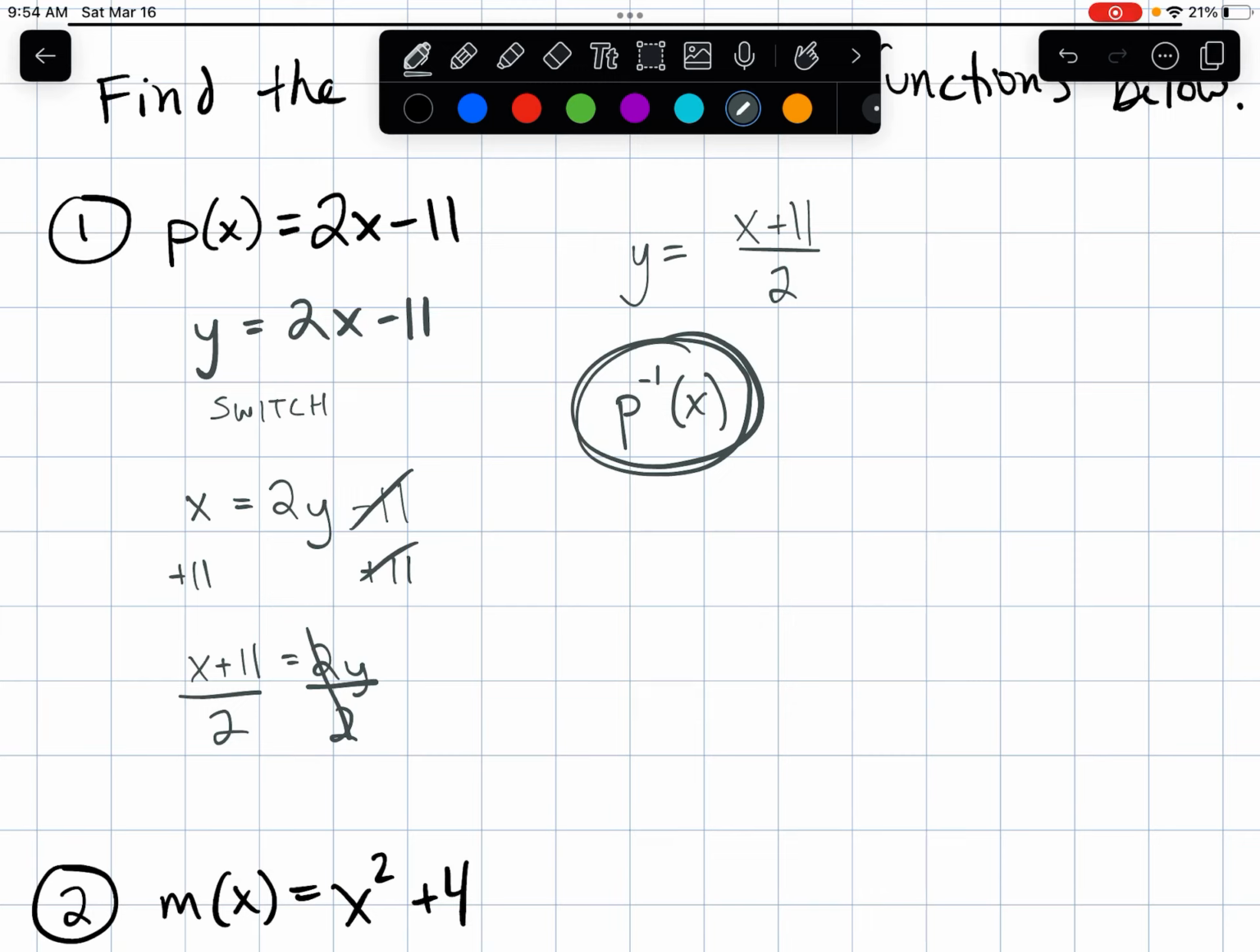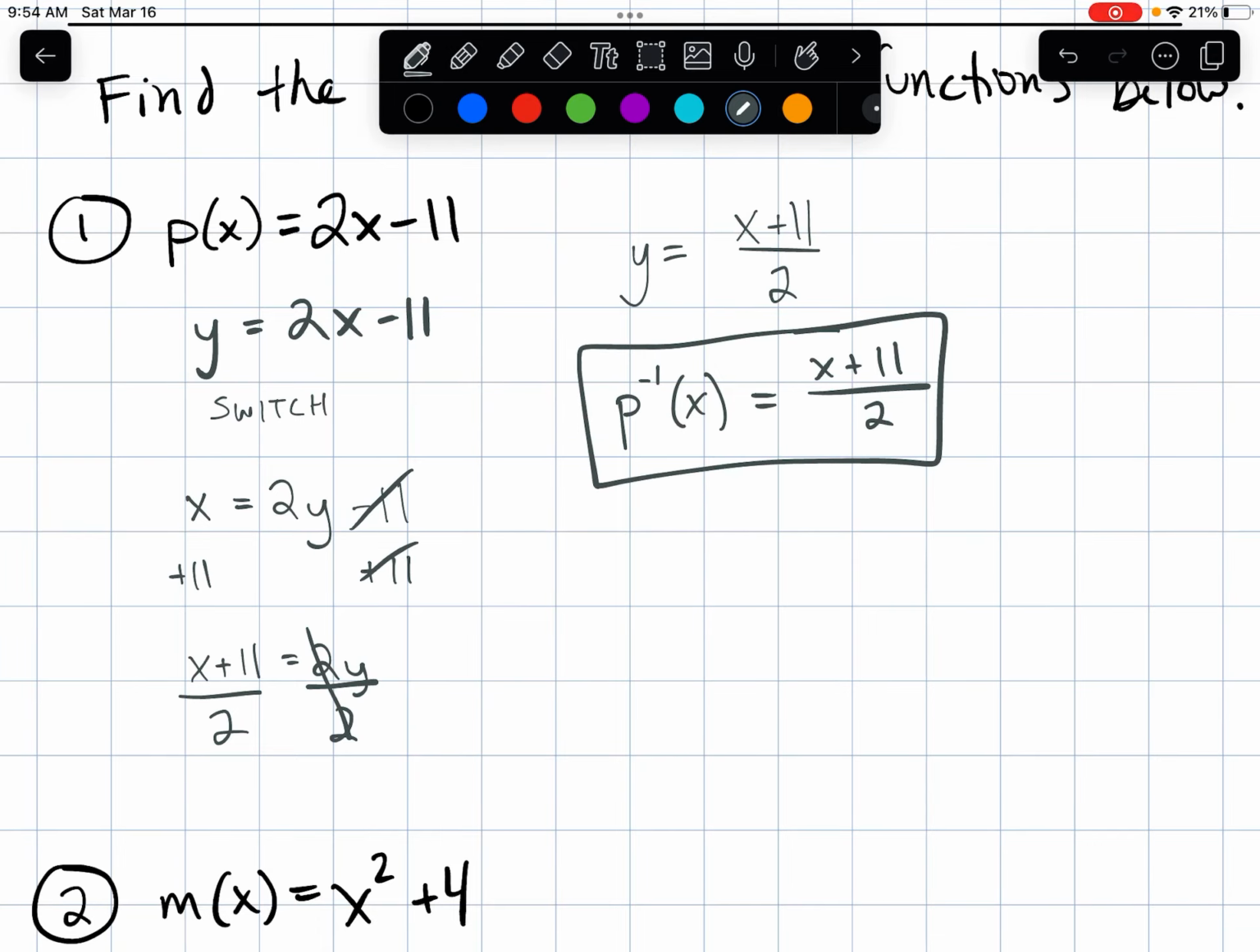Please do not say p to the minus 1x, don't say anything like that. Just say inverse of p of x. All right. The inverse of p of x is going to be x plus 11 over 2. All right. And that would be your answer.